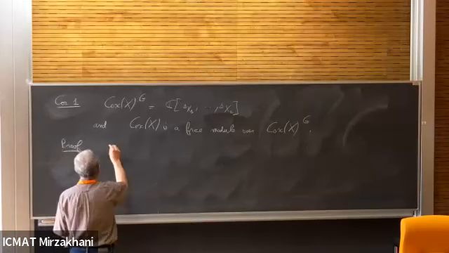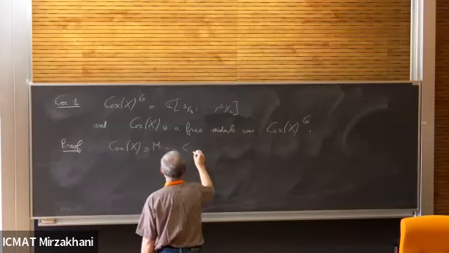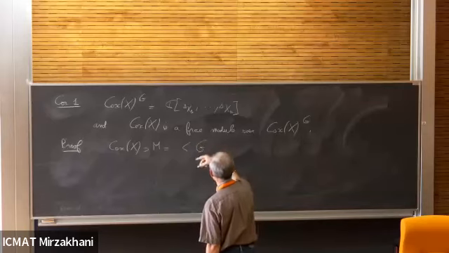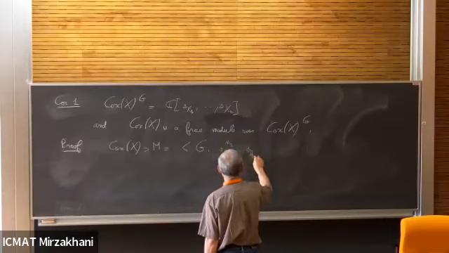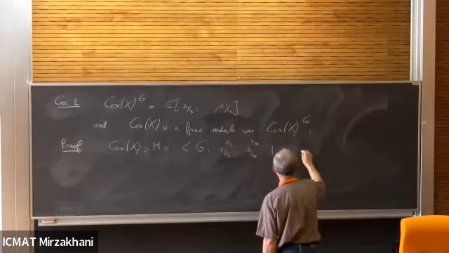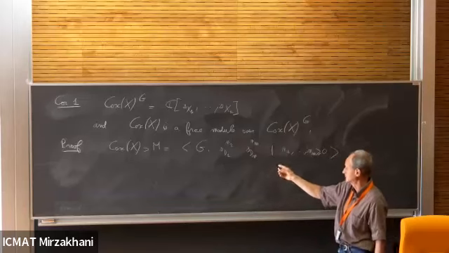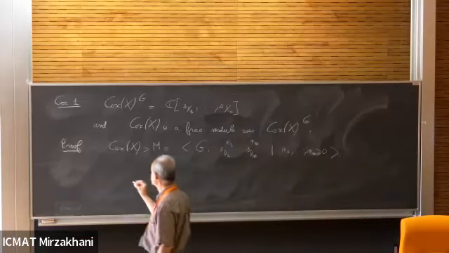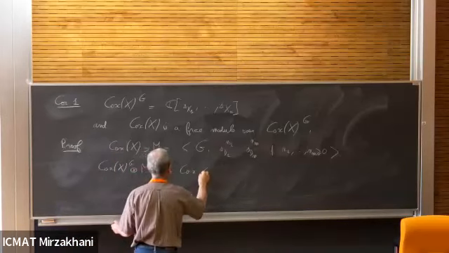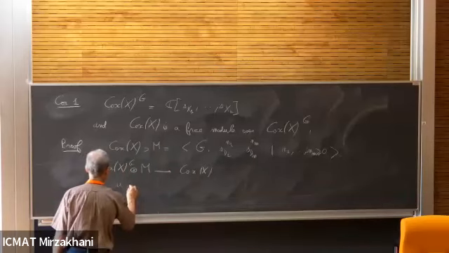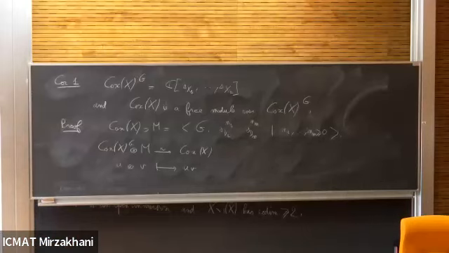And let's define some space. Maybe I define it as M, which will be the span of the G translates of the monomials in the other divisors. So this is a G submodule of Cox X, and the claim is that the map from this tensor product to Cox X, which is the multiplication map, is an isomorphism.